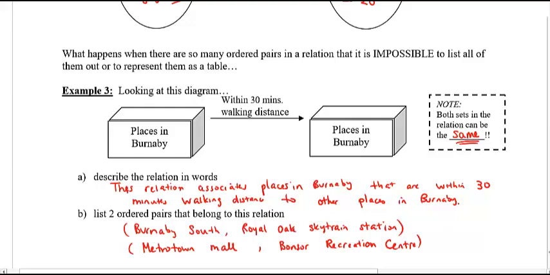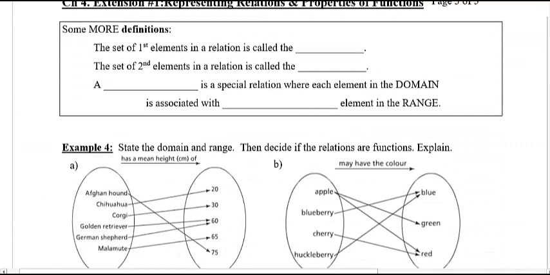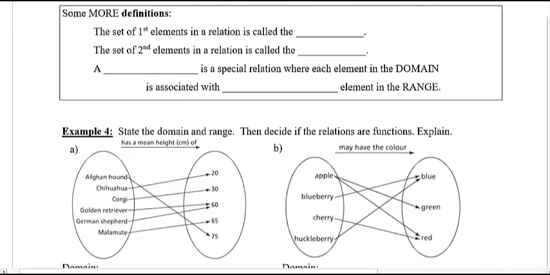How are we feeling so far? So far so good? Great, because now I want to give you some more definitions. There is a new term that we're going to introduce that represents the set of the first elements in a relation. That's like the first part in an ordered pair before the comma. We call that the domain of the relation. Now the set of second elements, the one after the comma, is called the range.